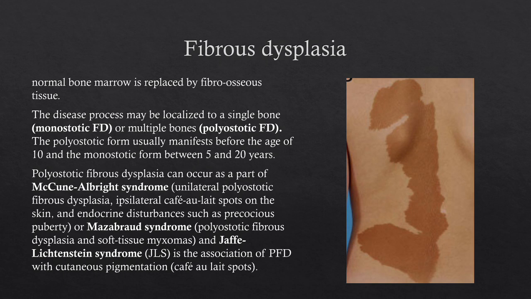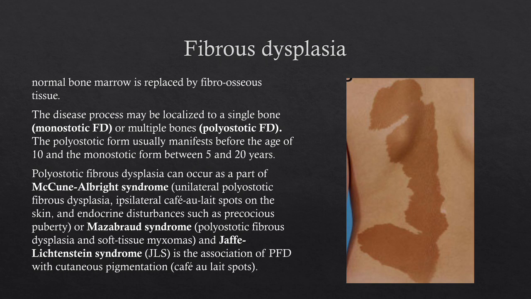So in fibrous dysplasia, the polyostotic form usually manifests before the age of 10 and monostotic between 5 to 20 years, and it can occur as a part of many syndromes, one being McCune-Albright syndrome, where there is polyostotic fibrous dysplasia, café-au-lait spots on the skin, and endocrine disturbances such as precocious puberty. So they attain puberty at a very early age.